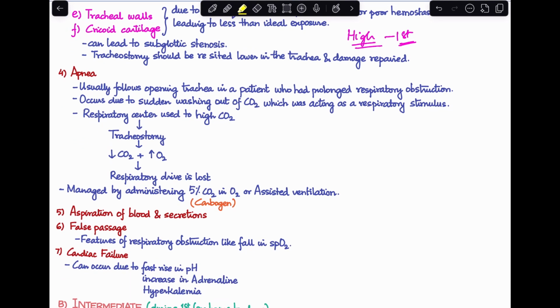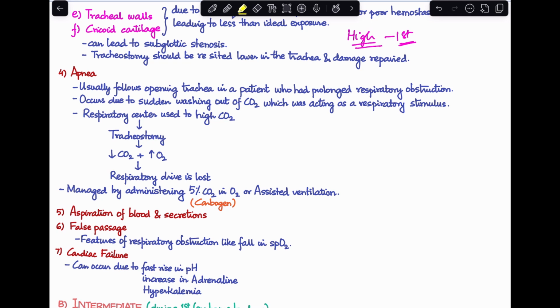Our next complication is apnea. Why will apnea occur if we are placing a tracheostomy tube just to deal with the problem of hypoxia? What happens is, in a patient who has been in chronic respiratory obstruction for a long period of time, hypercapnia, which is increased CO2 levels, and hypoxia, which is decreased oxygen levels, both together act as the respiratory stimulus. This only happens if there is a chronic respiratory obstruction.